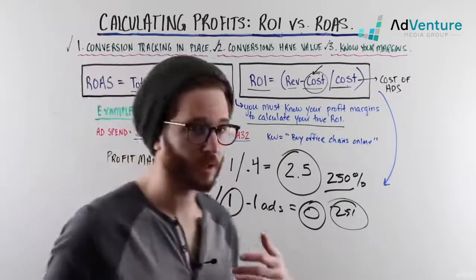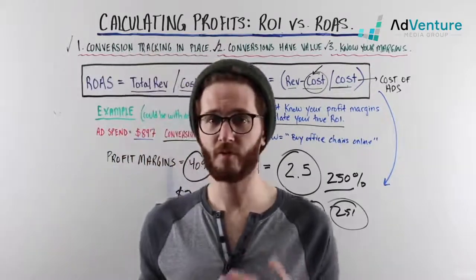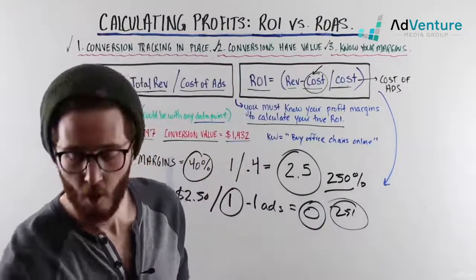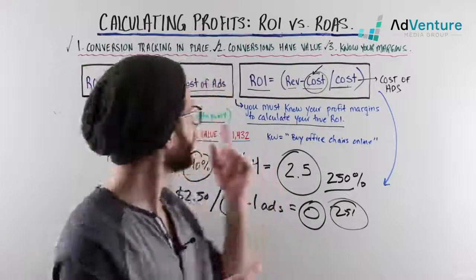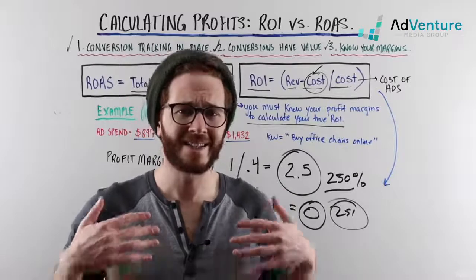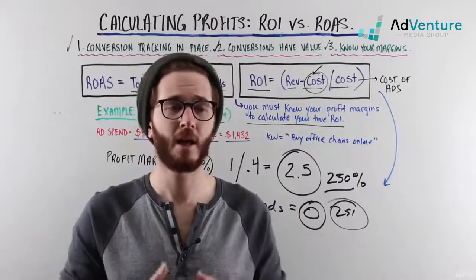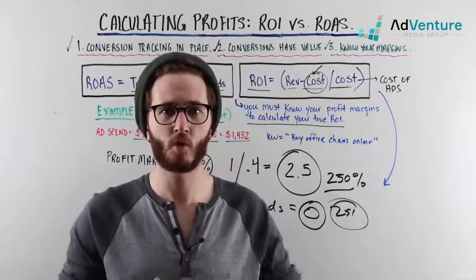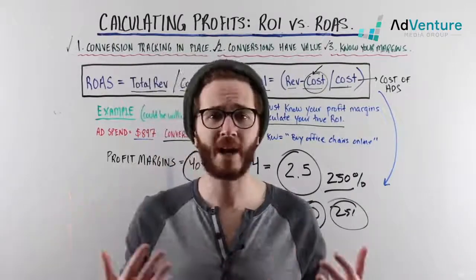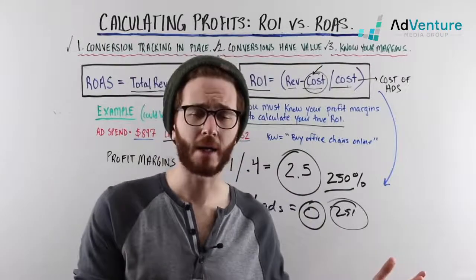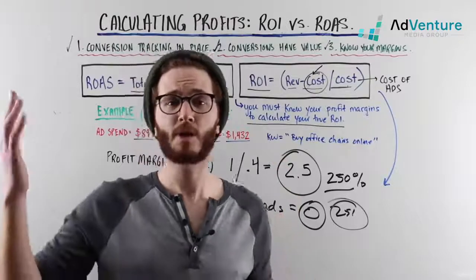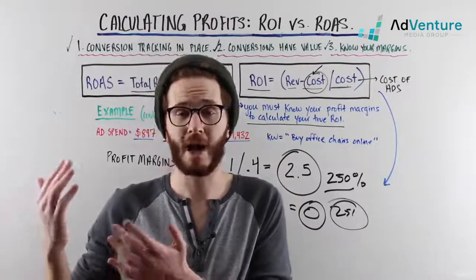This introduction to ROI and ROAS is crucial to help you start understanding how to calculate your profits. Once you're tracking conversions and you have your conversion values in place and you know your margins, you could really intelligently calculate how successful your AdWords campaigns are. This is when you really begin to get a sense of how you're doing and where you could improve in the account. You'll be able to find certain keywords have a really low ROI. Certain keywords have a really good ROI, even though the costs per click might be much more expensive for the higher ROI keywords.